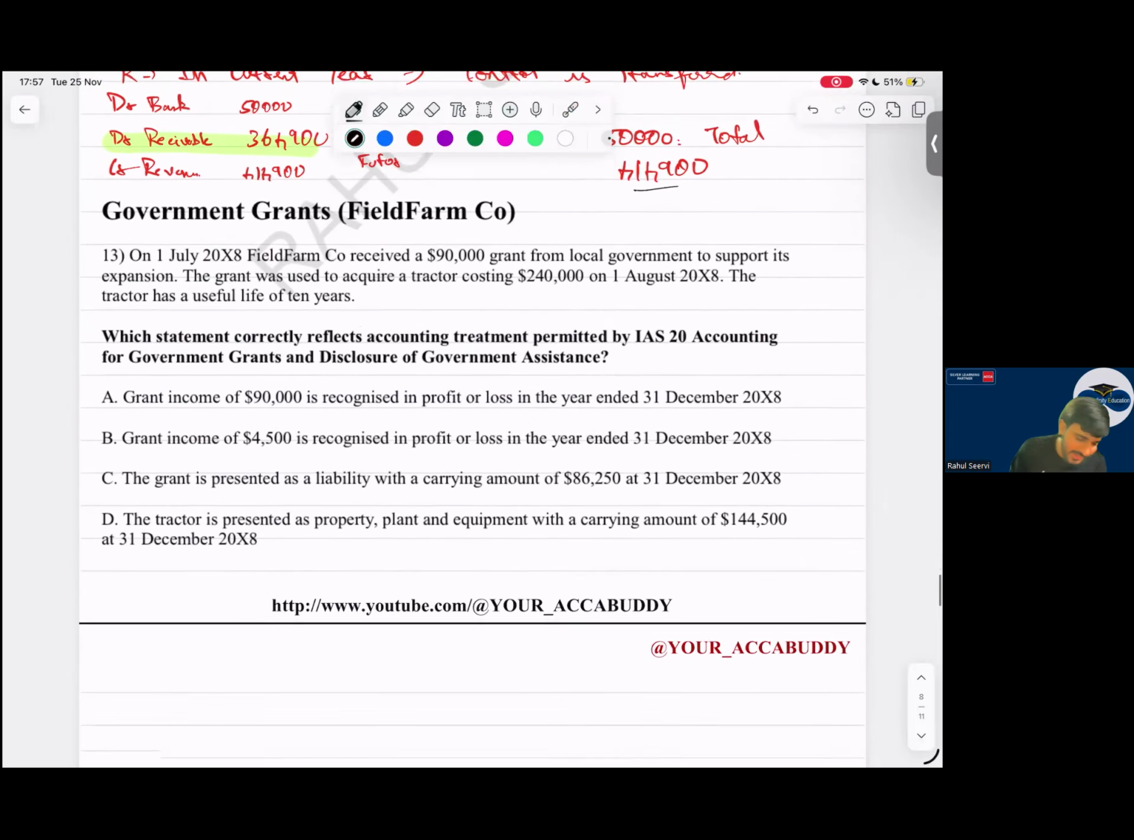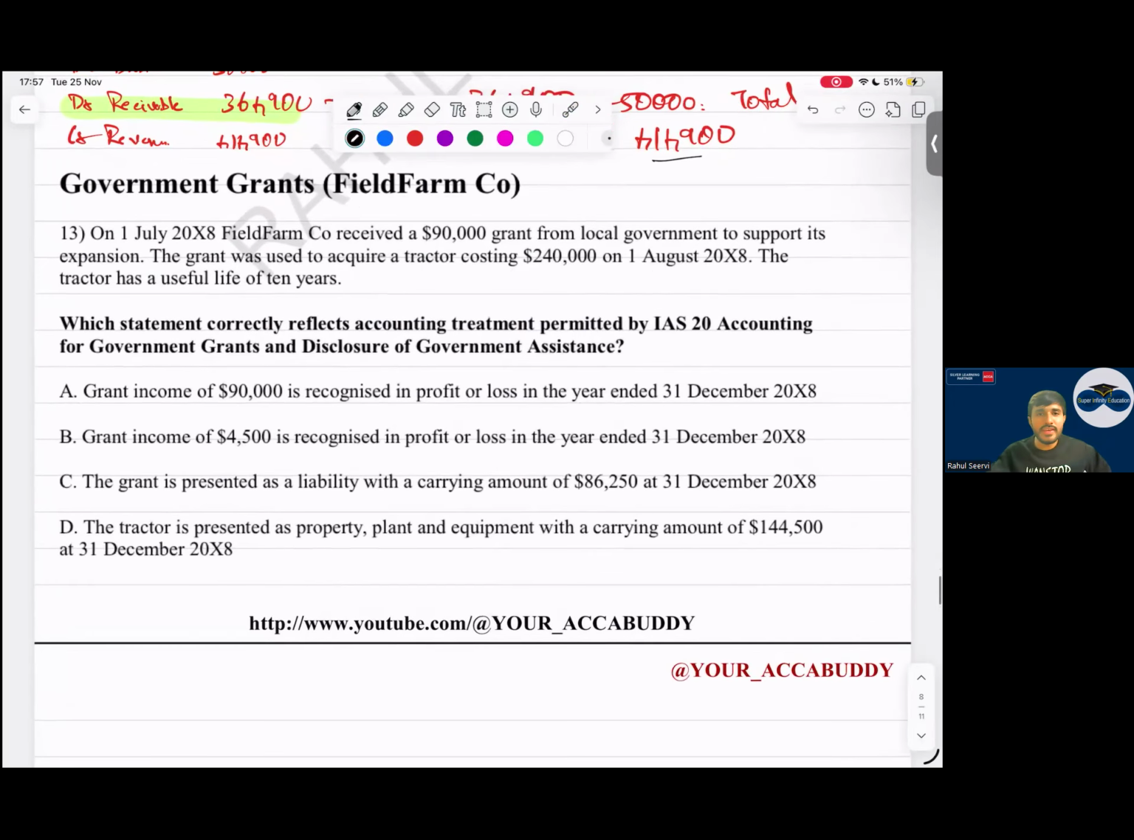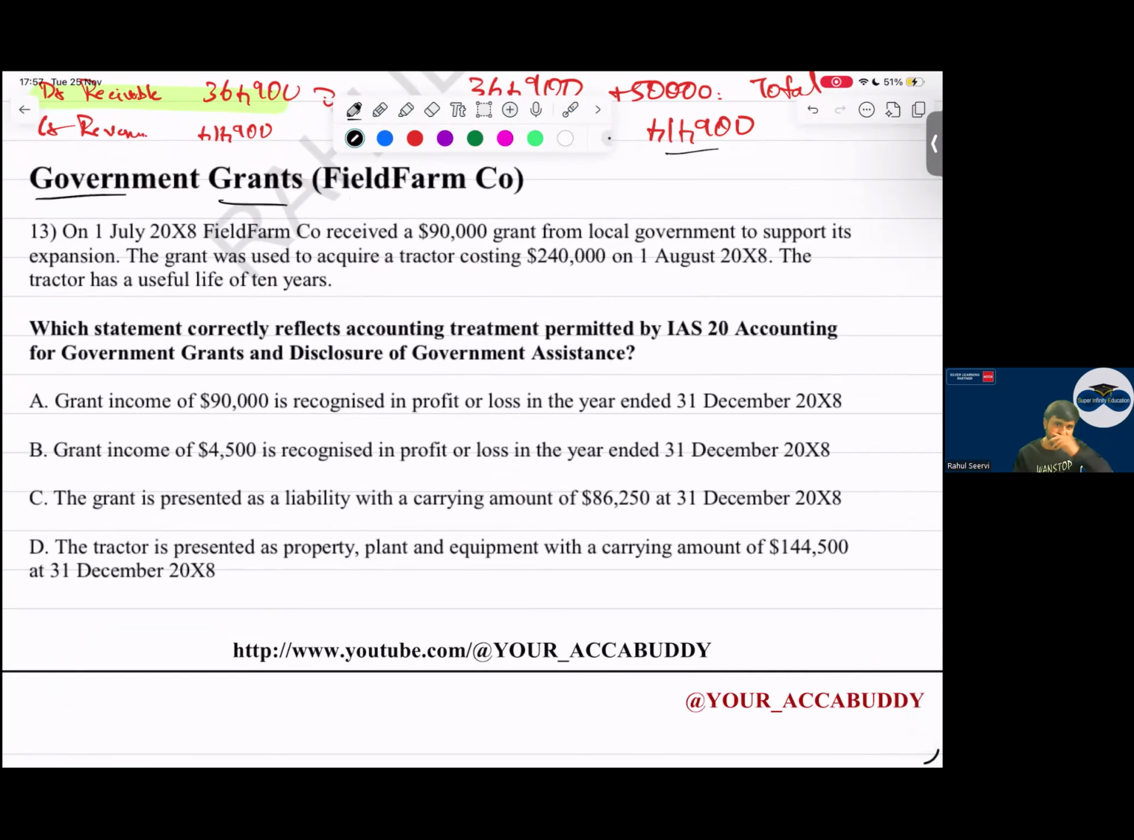Government grant. A very easy government grant. Yes or no? Yes, sir. Government grant, easy. See now, everyone. When should we recognize a government grant? Sir, when there is reasonable assurance.